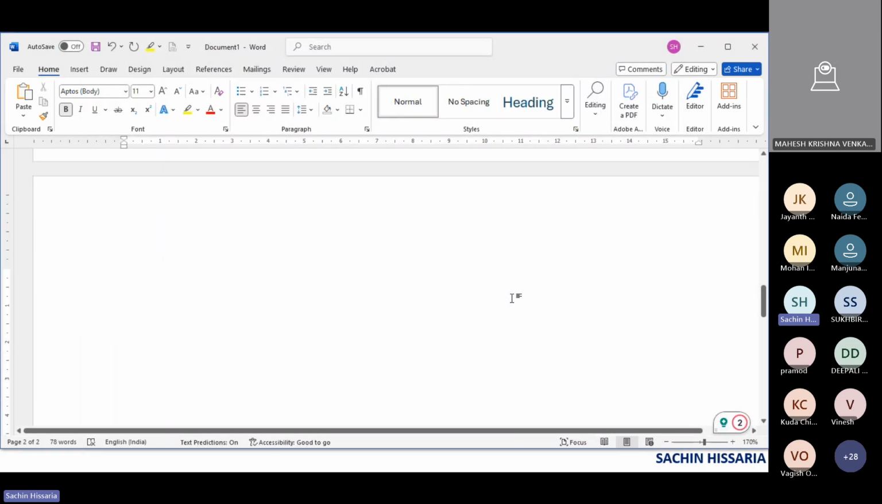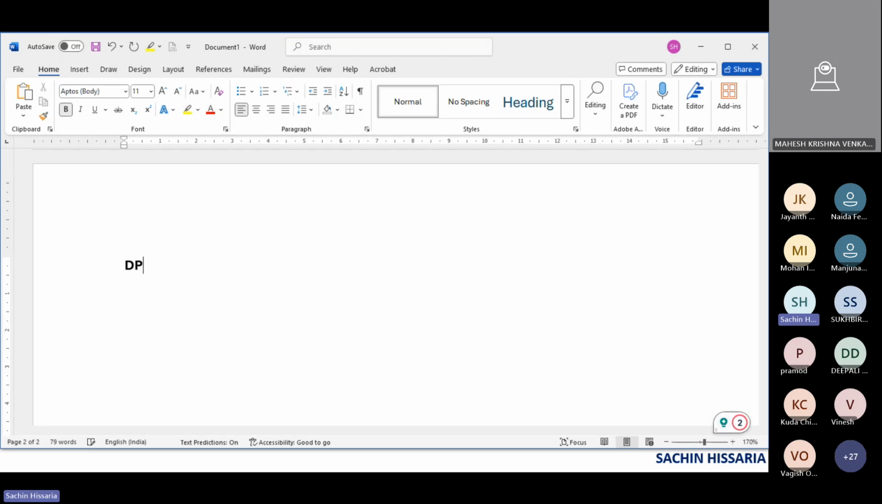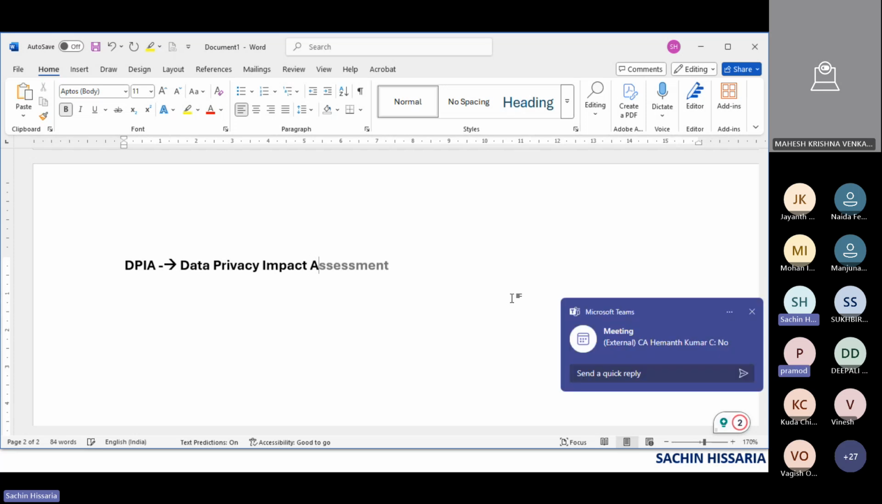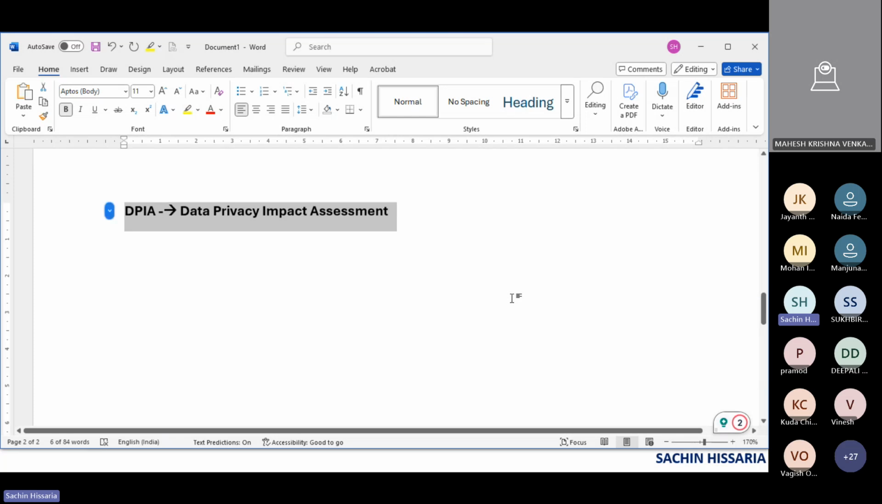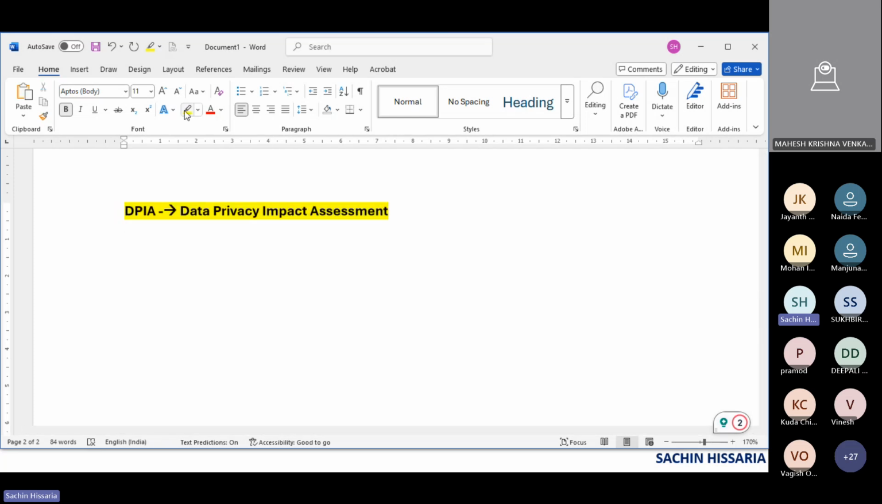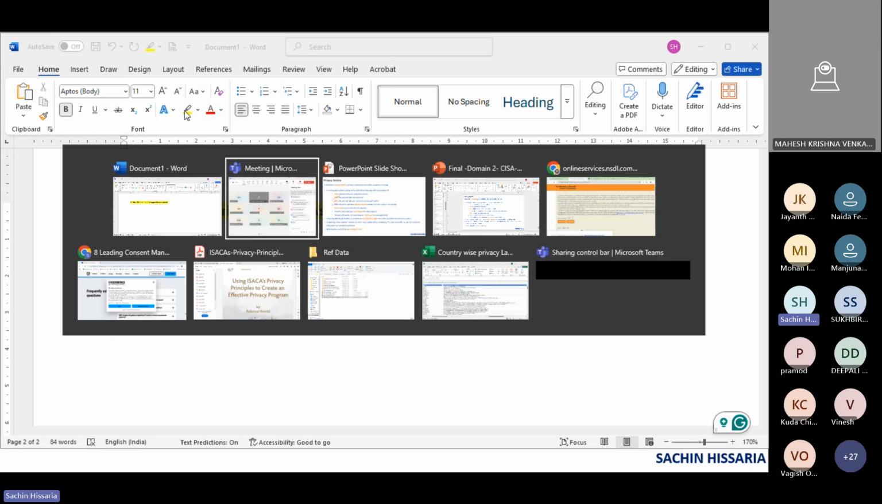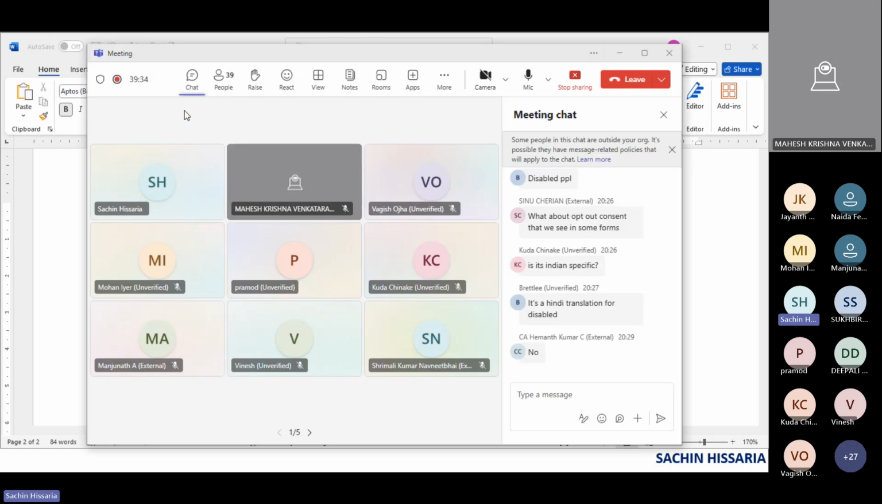Now, for this particular purpose only, the companies are doing one assessment which is called a DPIA. Have you heard about DPIA, guys? It is known as a data privacy impact assessment, or data privacy impact analysis. So as a part of this activity, whatever I have explained to you, the company will check whether those controls are implemented in their application or not.